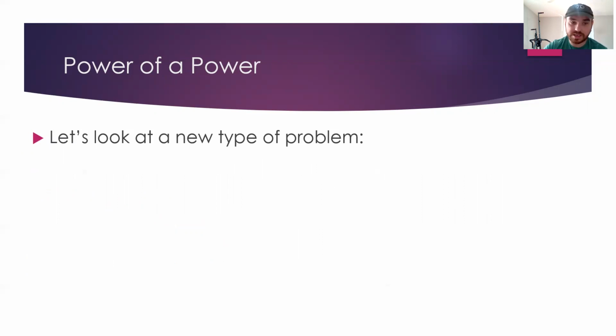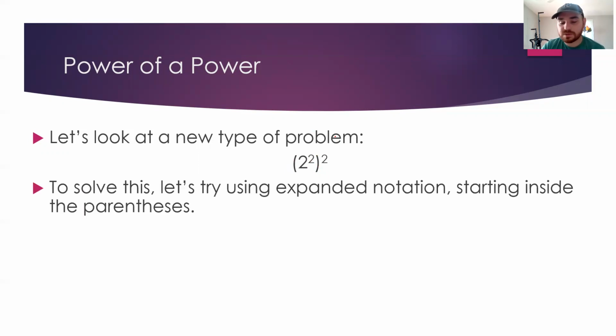Another type of problem we can look at is a power of a power. So this is when we take an exponent, like 2 squared, and we raise the whole exponent in parentheses to a power. So in this case, we're doing 2 squared squared. To solve this, we can expand it out and see what it looks like. So we expand what's inside the parentheses first.